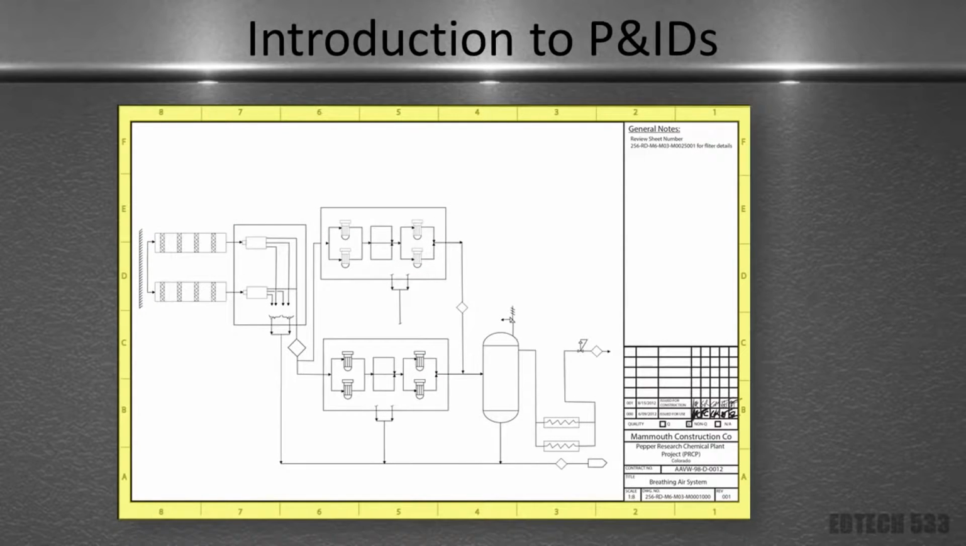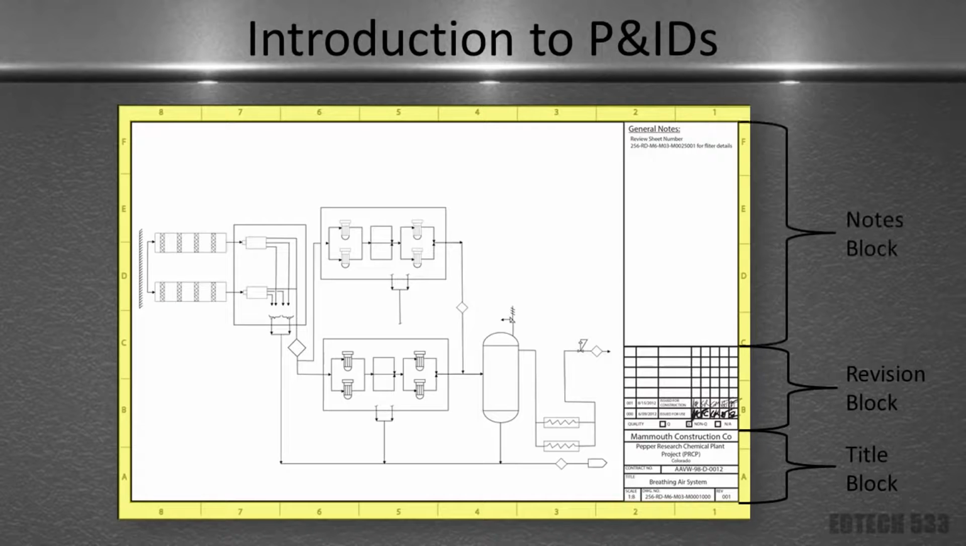So here we have a P and ID, a drawing that is used for representing a system to show the overall system and how it is operated, controlled. The P and ID here is made up of the title block, the revision block, the notes block, the graphic drawing area, and the grid system.